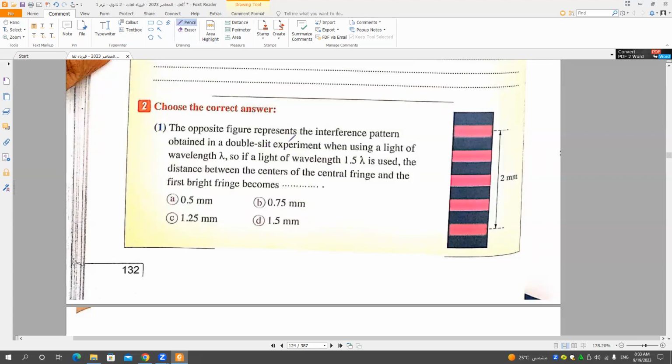In the opposite figure, try to solve this example. Who can solve it? You have 30 seconds.